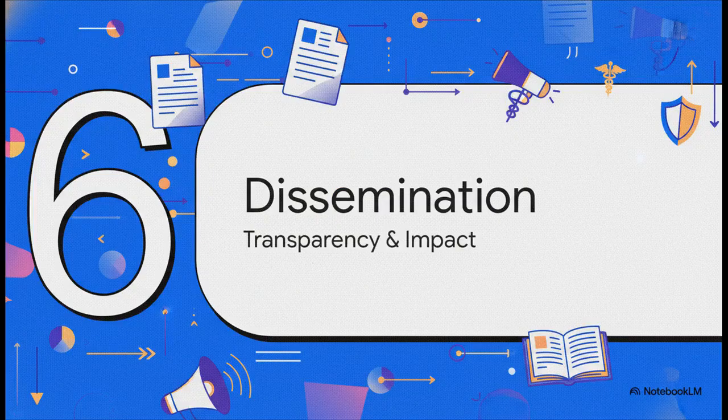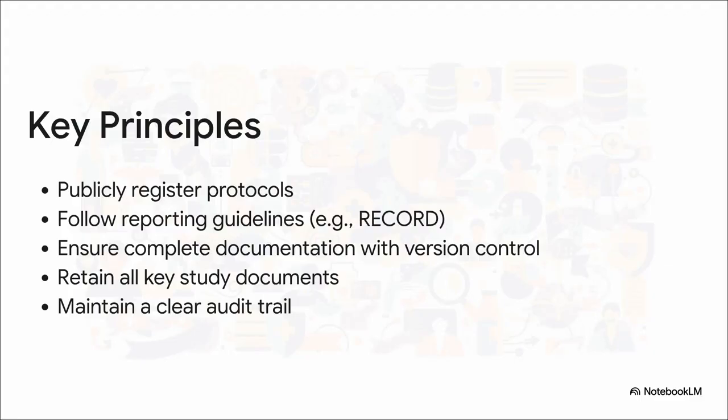Finally, we've made it to Section 6, Dissemination and Documentation. The study is done, the analysis is complete, but believe me, the work is not over yet. For real-world evidence to be truly trustworthy, it has to be transparent and reproducible. And that means registering your protocols publicly before the study starts, following established reporting standards, and keeping meticulous documentation. The whole point is to create a crystal-clear audit trail so that anyone can understand exactly what you did and why you did it.